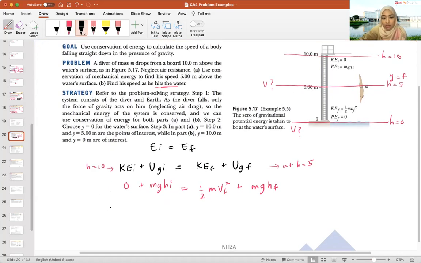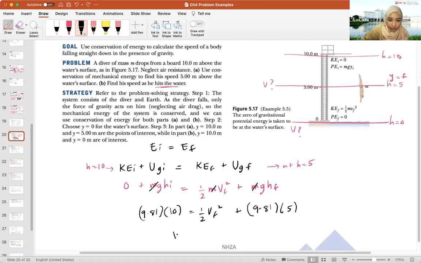So what is M? Okay, so M kita boleh cancel out sebab semua orang ada M. Factor out M, cancel it out. So now we're left with GH initial, 1/2 VF squared and GH final. So this is 9.81 times H initial, which is 10, equals 1/2 V final squared plus with 9.81 times with H final. H final kita ada 5. This is not squared, this is just 5. So this guy minus with this guy times with 2, square root.